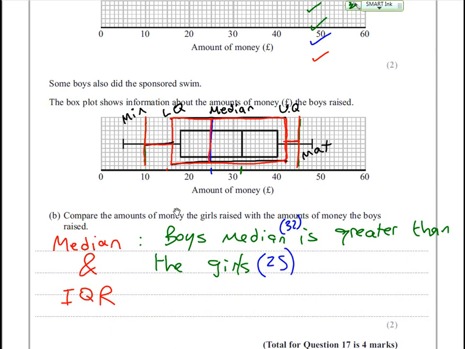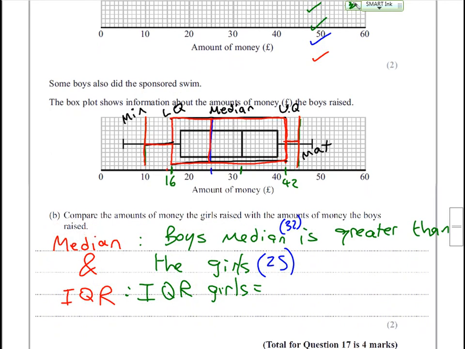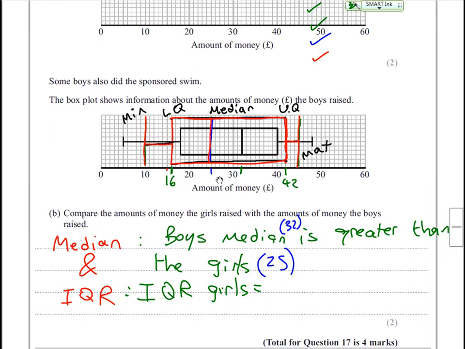We also have to explain the IQR. IQR for girls equals, let me remember which one the girls one is, it's the red one. And to get the interquartile range, you have to do the upper quartile take away the lower quartile. So 42 minus 16 gives you 26.